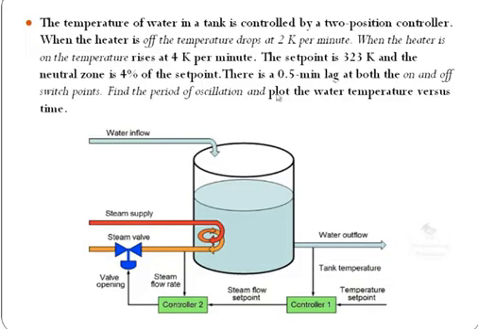See, 0.5 minute lag time means if you are initially switching on the heater, it will not produce the heat immediately and it will not be experienced by the water immediately. Definitely there will be lag time, and that lag time is 0.5 minute, which means 30 seconds. So they have asked us to find the period of oscillation and plot the water temperature versus time graph.